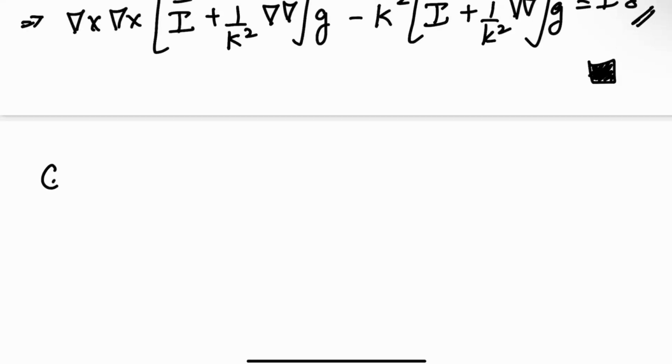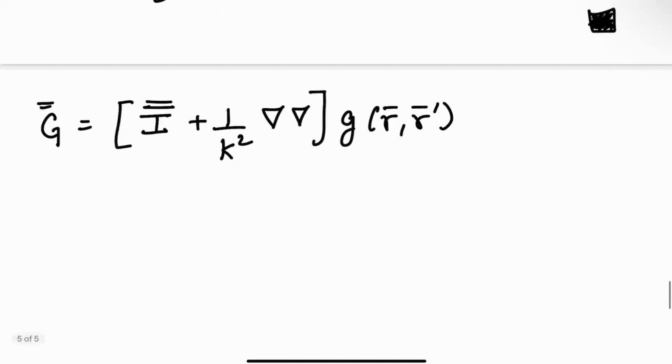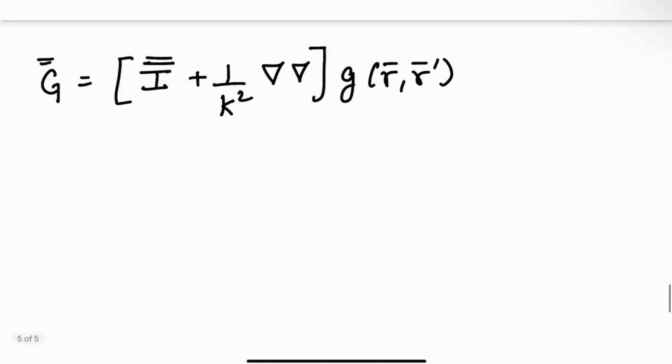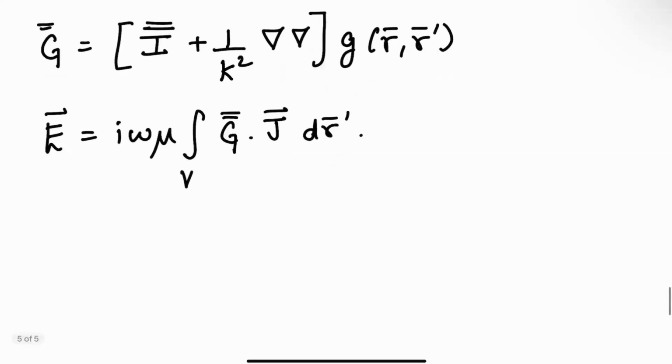Okay, so we now have a dyadic Green's function, which is I plus 1 over k square del del G of R comma R prime. And we know that E is I omega mu volume integral G dot J dr prime. Okay, so now that we know E, we can find H. We just use Faraday's law. So that's nothing but 1 over I omega mu curl of E.